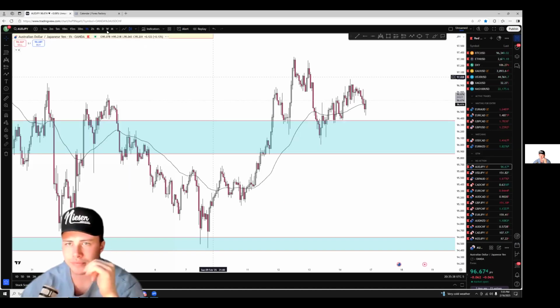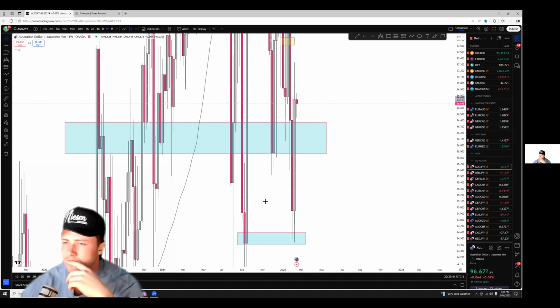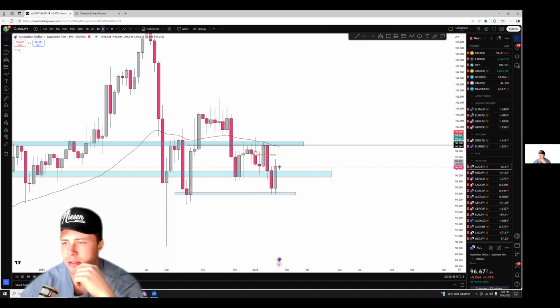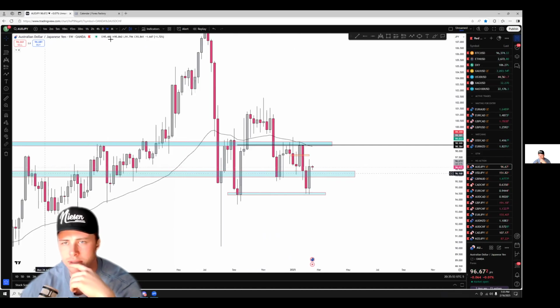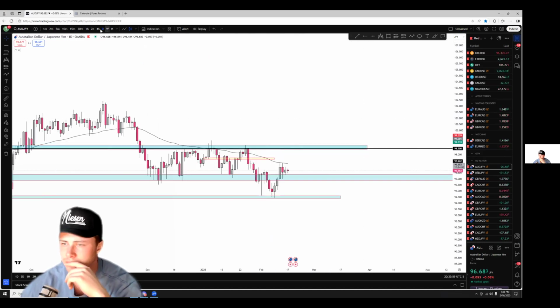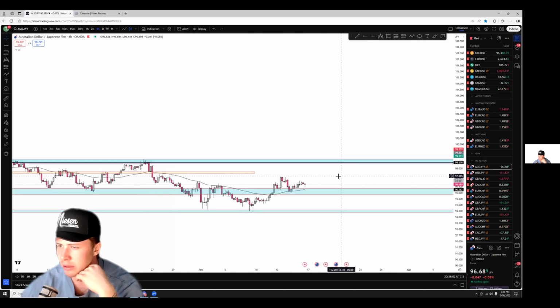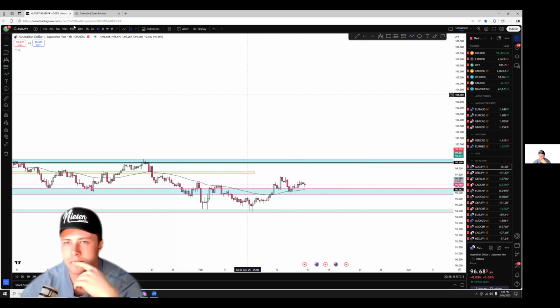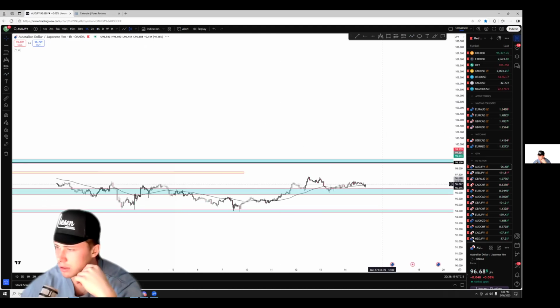AUD JPY. Left head, right shoulder. You can pull back. Nice strong rejection. Now we are above this area of interest. Daily is bullish. We have an inverted head and shoulder. 4-hour is bullish as well. That is a lie. 4-hour is bearish. I apologize. 4-hour is bearish. How is it bearish? Higher high, higher low. Shift to structure, lower high, lower low. Or is it 1 hour? 1 hour is also having a shift.